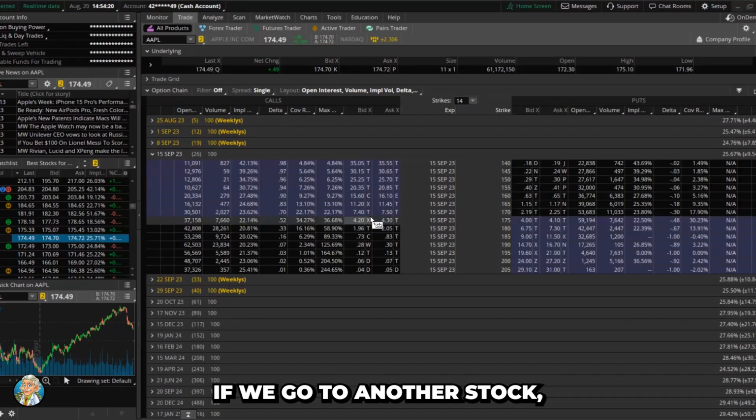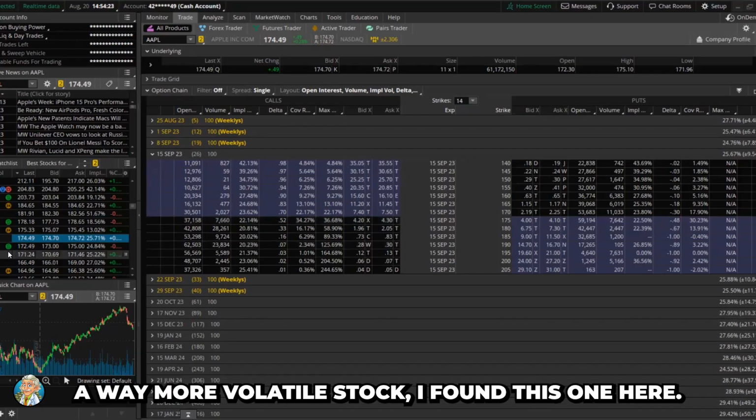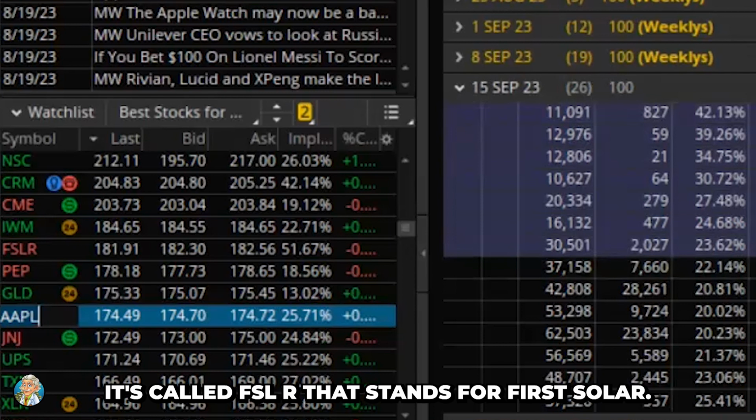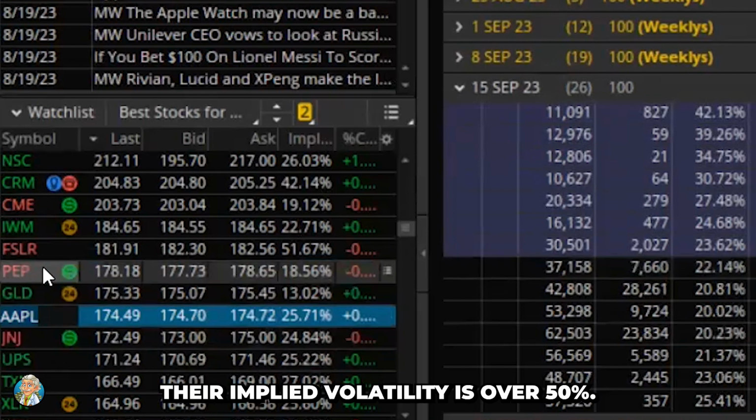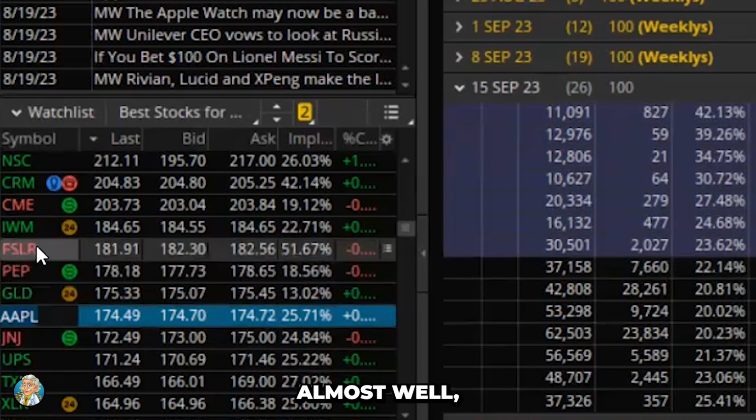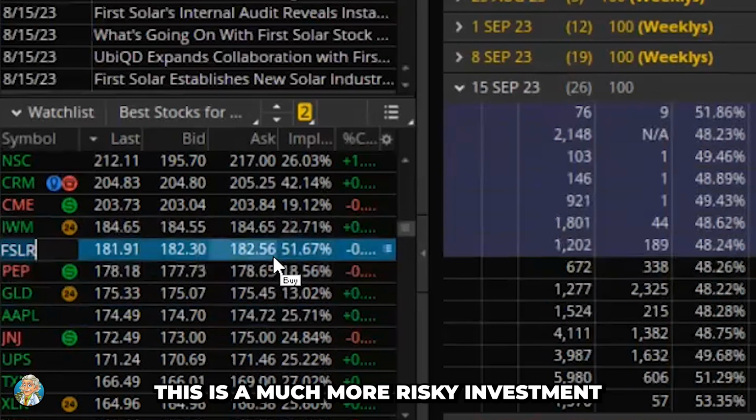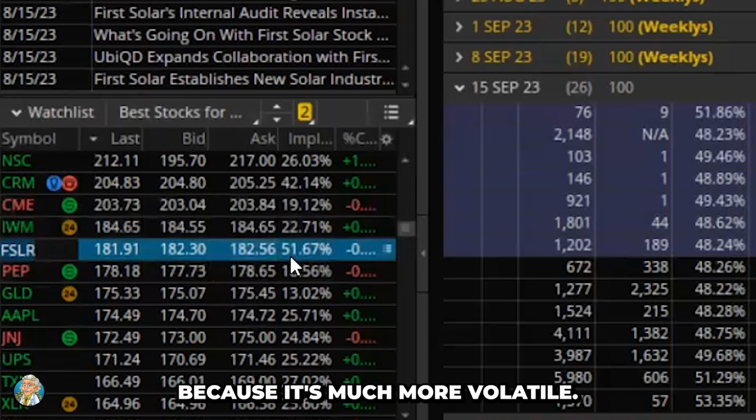If we go to another stock, a way more volatile stock, I found this one here. It's called FSLR. That stands for First Solar. They're a solar energy company. You can see that their implied volatility is over 50%. That's twice, almost, well, more than twice of what Apple's implied volatility is. So this is a much more risky investment for investors, and we can tell because it's much more volatile.